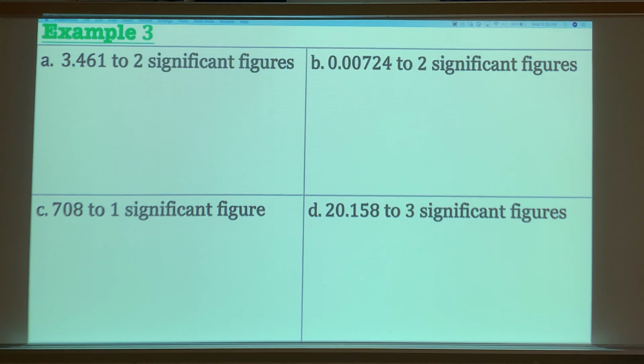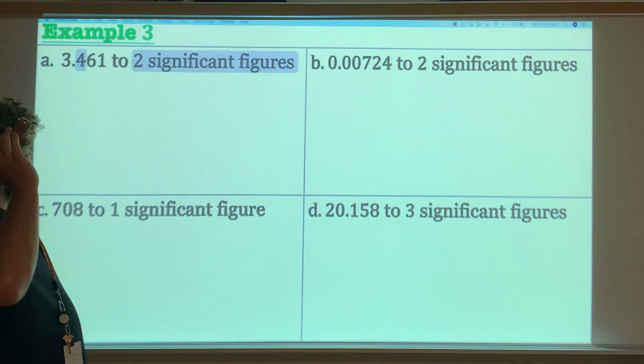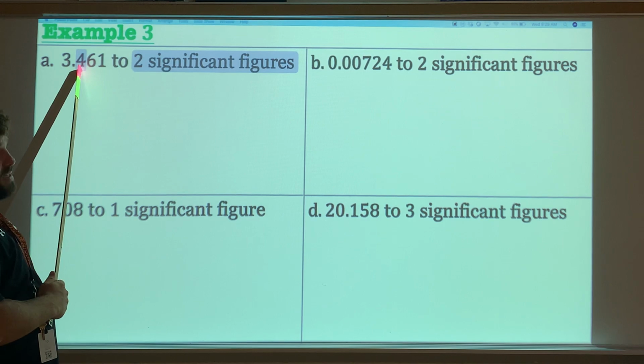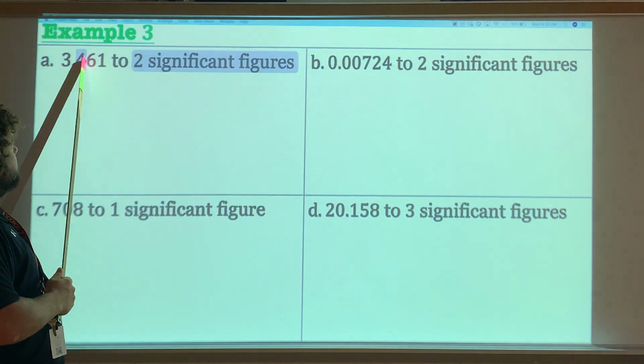Example 3. This has a little better explanation in the book, but I'll explain it in words. Round it to 2 significant figures. So number 1, I have to round it to the second... 3, 9, 0, so 1, 2.